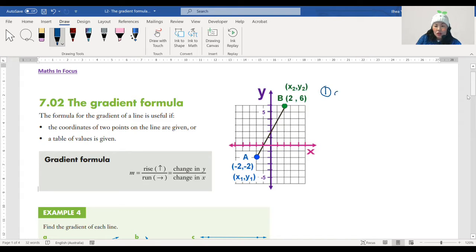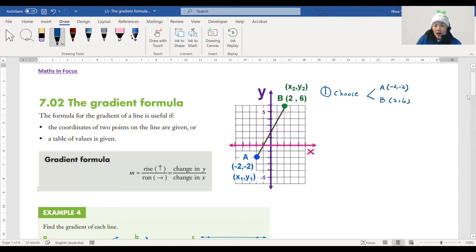And you need to choose which one is my A and B. This was already given to us, A and B, so I don't have to worry about it. But if it was given as just the coordinates, 2 points, you need to decide which one's going to be your first point and which one is your second point. It doesn't really matter which one you choose because it'll end up the same. Okay, I'll show you later. So A here says -2 and -2. B says 2 and 6.